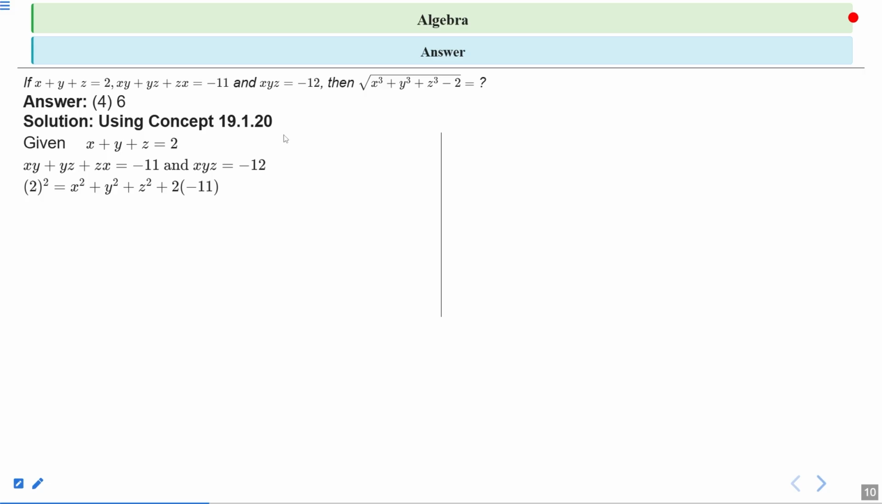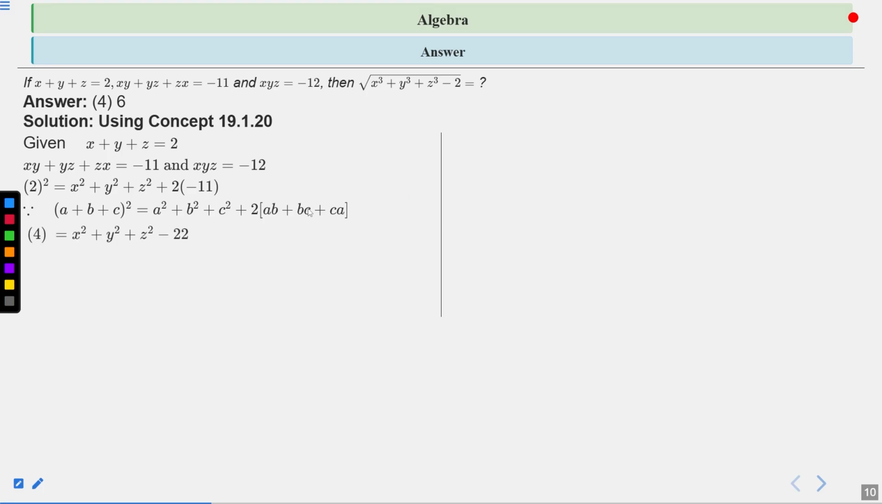So x plus y plus z is 2, so 2 square equals x square plus y square plus z square plus 2 times (xy plus yz plus zx), whose value is minus 11. We put it in and get the value of x square plus y square plus z square by using the formula (a plus b plus c) whole square. Now we get 4 equals x square plus y square plus z square minus 22. So x square plus y square plus z square equals 26. This is our equation 1.